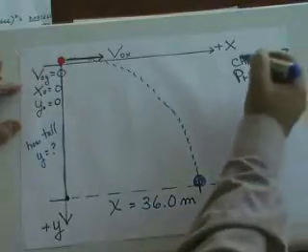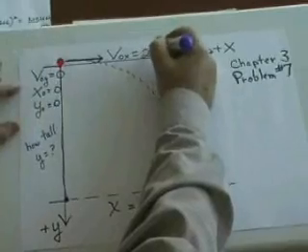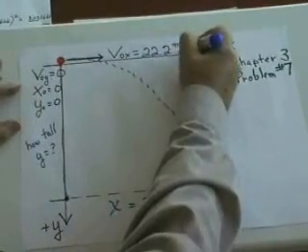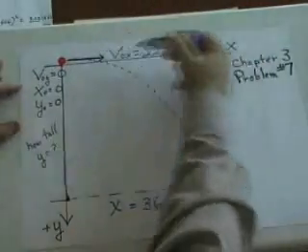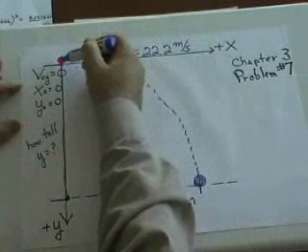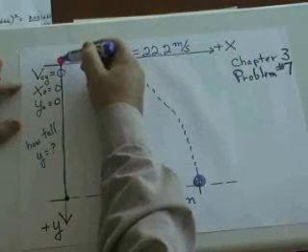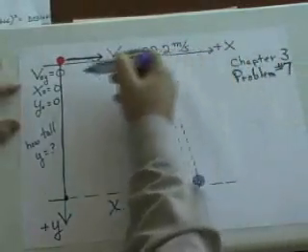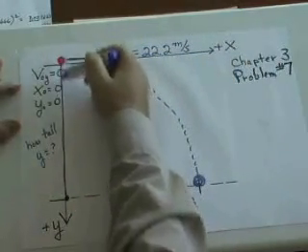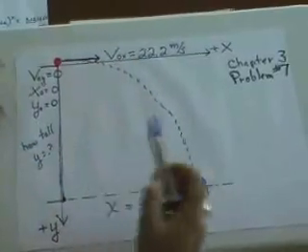And they said we throw it with a speed V0X equals 22.2 meters per second. So you have V0X in this direction. We'll define V0Y in this direction as 0, because there is no V0Y when you first throw the ball horizontally. The X naught is 0, and Y naught is 0. And we want to find how tall is the building, or we want to find Y.